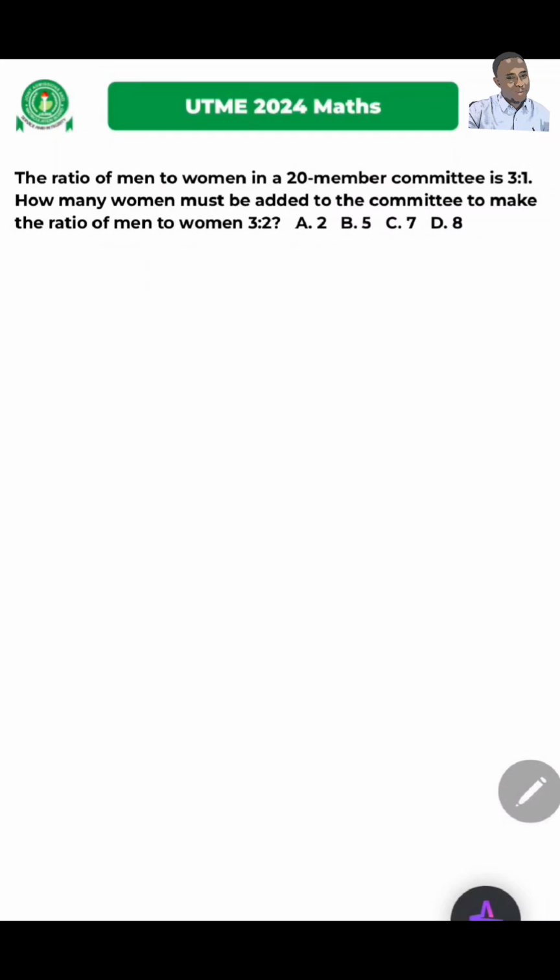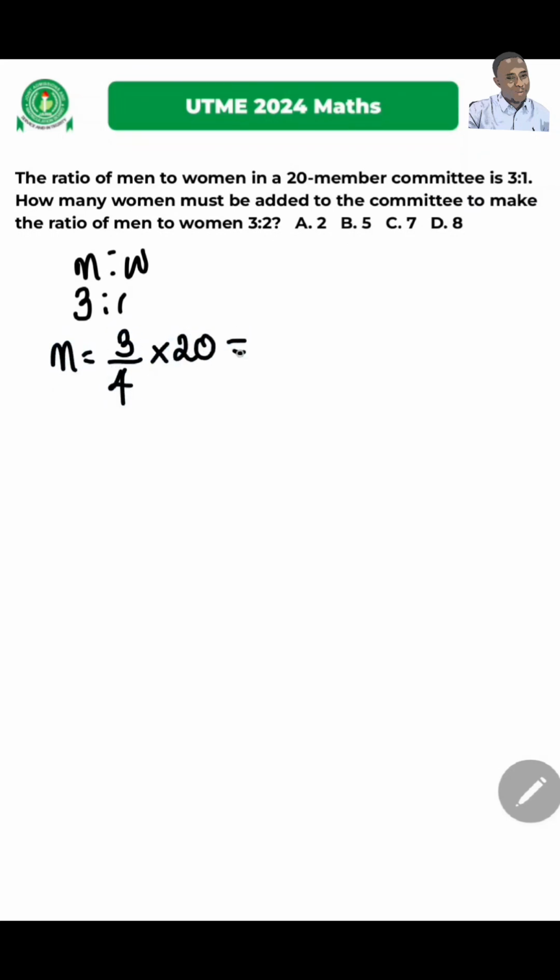Question 6. Very interesting question. The ratio of men to women in a 20-member committee is 3:1. How many women must be added to the committee to make the ratio of men to women 3:2? So to do this, you want to start by quickly doing the ratio of men to women, which is 3:1. So I can quickly calculate the number of men. That is going to be 3 out of a total of 4 times 20. 3 over 4 times 20 is 15.